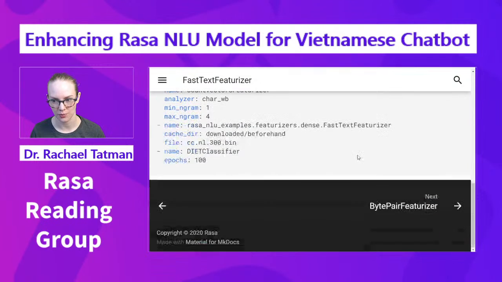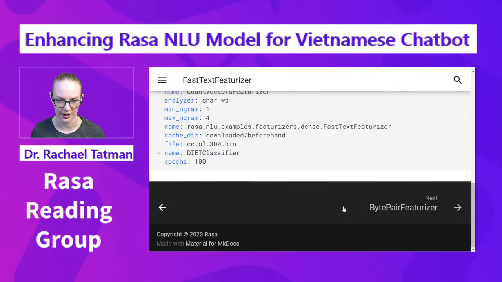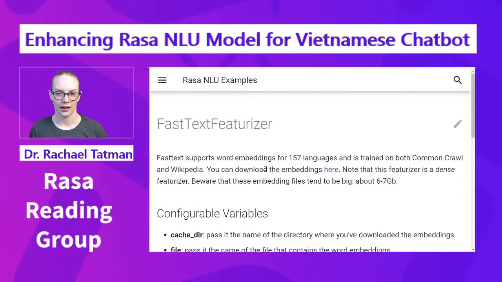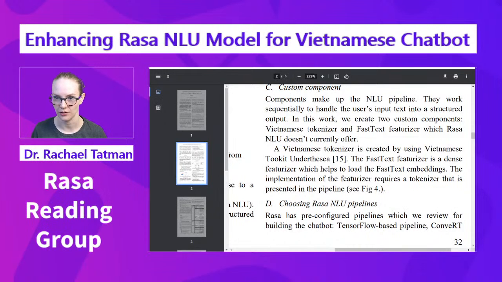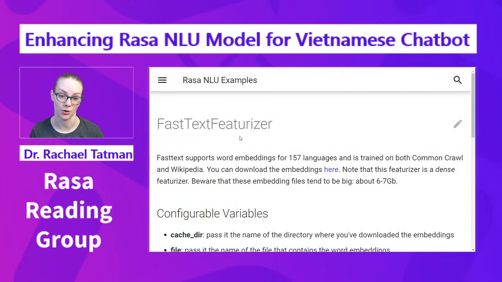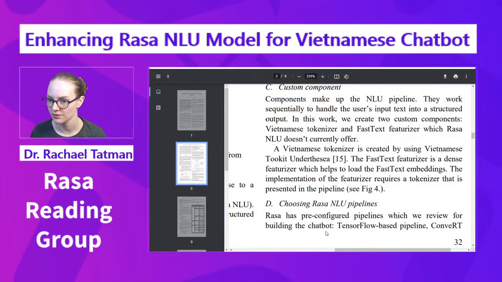So something that we've been working on is trying to make it easier to work with languages other than English in Rasa. So adding the languages that are supported by FastText has been one of the things that we've been doing there. So that might be a good first step if you're working on something like this yourself. And it looks like they've also done that. And then a Vietnamese tokenizer.